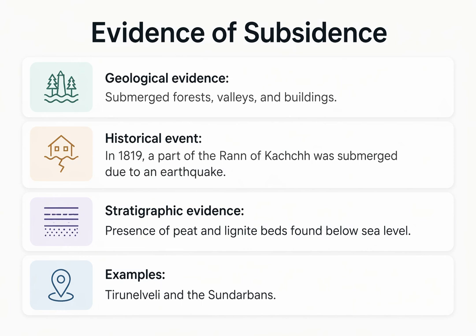We can find submerged forests, drowned river valleys, and even human buildings resting underwater. A famous historical example occurred in 1819, when a massive earthquake caused a large part of the Rann of Kutch to suddenly submerge. We also find stratigraphic evidence, like beds of peat and lignite, which are formed from land-based plant matter, buried deep below the current sea level in places like Tirunelveli and the Sundarbans.